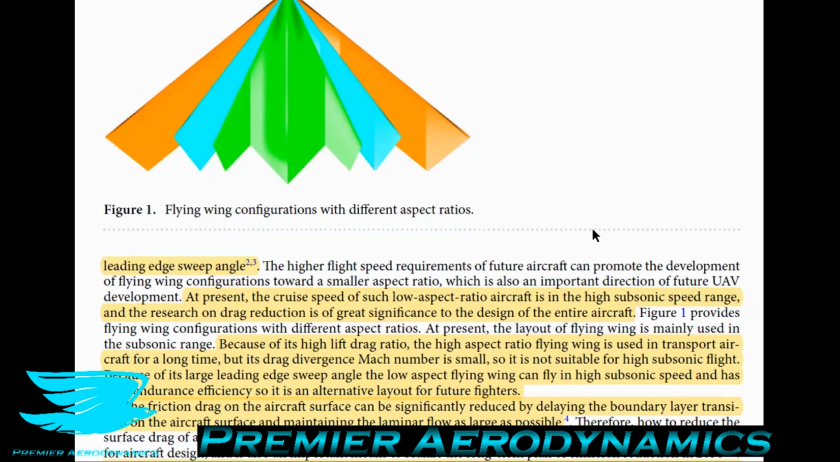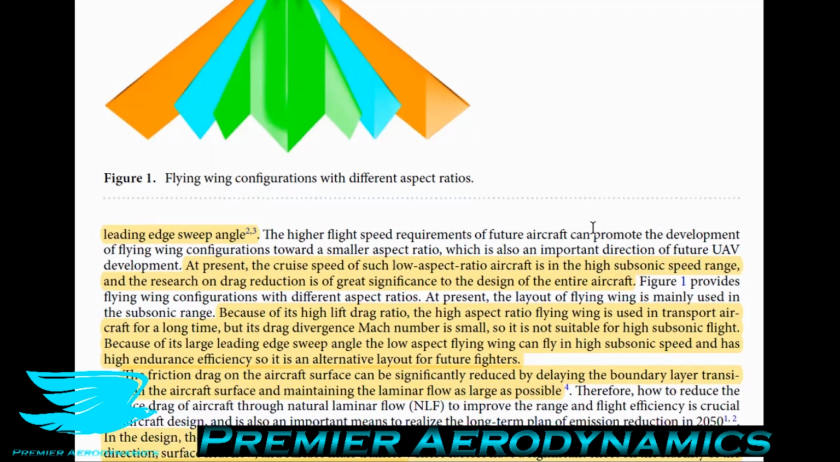Whereas if you have low aspect ratio wings, you can go higher. You can probably go to 0.95 perhaps and still get a lower drag, because you're not getting as much sonic flow over your wing, or even none at all. So that's a benefit of that. They also say that because of its large leading edge sweep angle, the low aspect ratio flying wings can fly at high subsonic speeds and have high endurance efficiencies. So these are alternative layouts for future fighters.